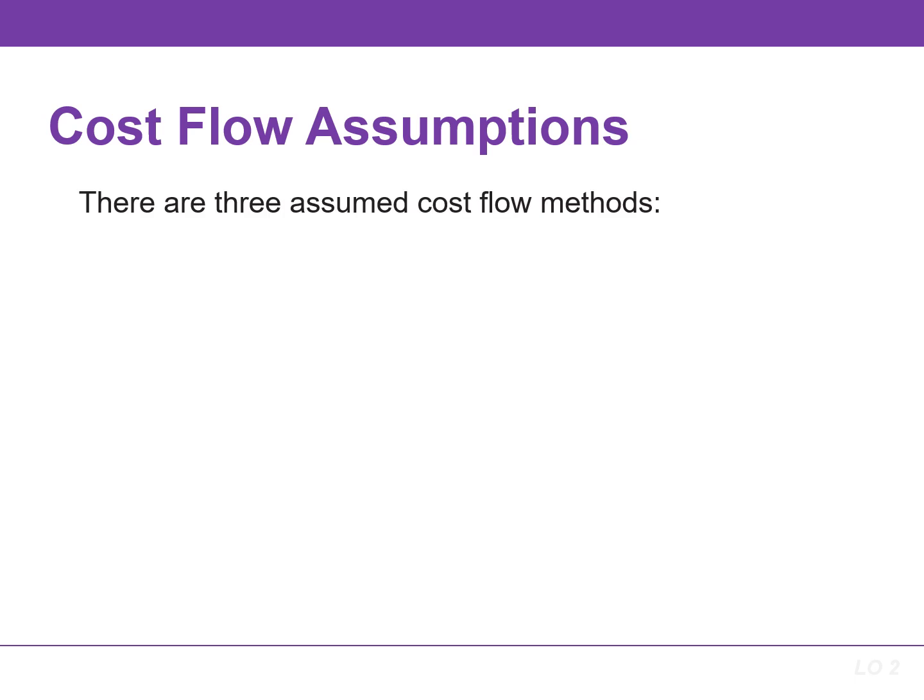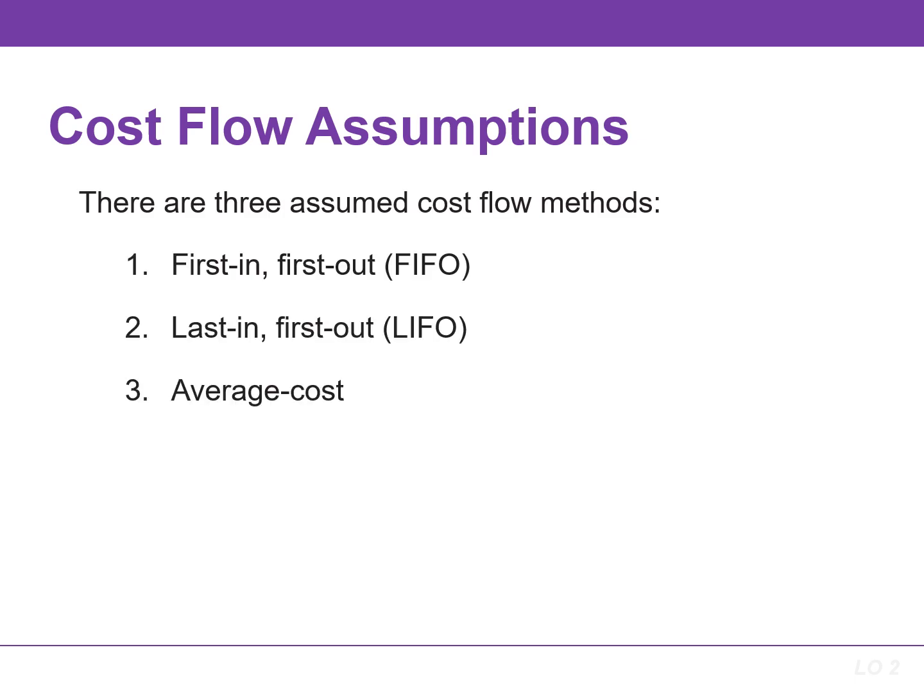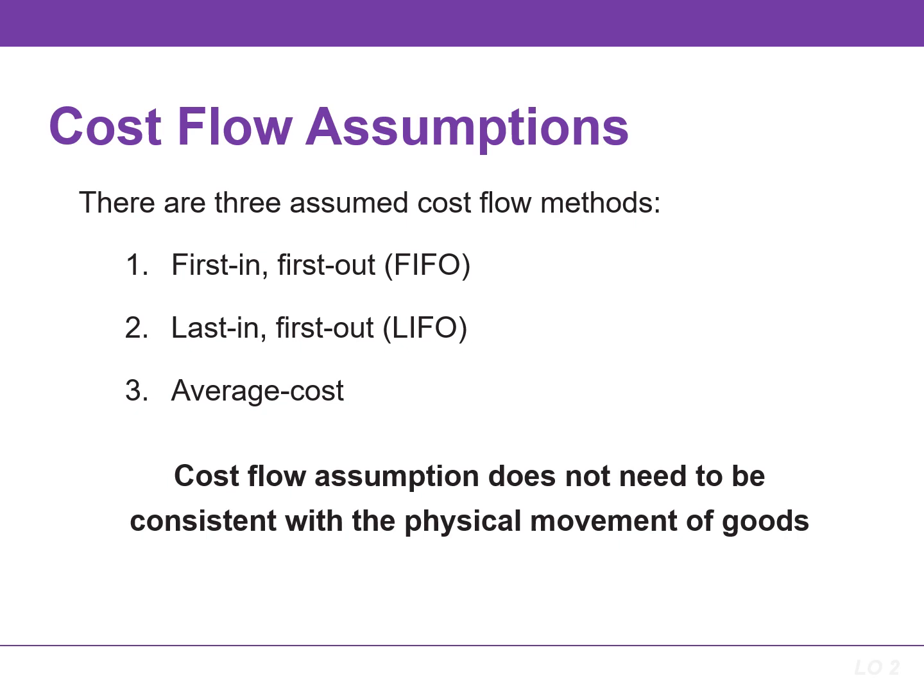There are 3 assumed cost flow methods: FIFO, LIFO, and average cost. These methods differ from specific identification in that they assume certain cost flows or make assumptions. The assumptions bear no relation to the actual physical flow of goods. They are merely used to assign cost to both cost of goods sold and ending inventory.